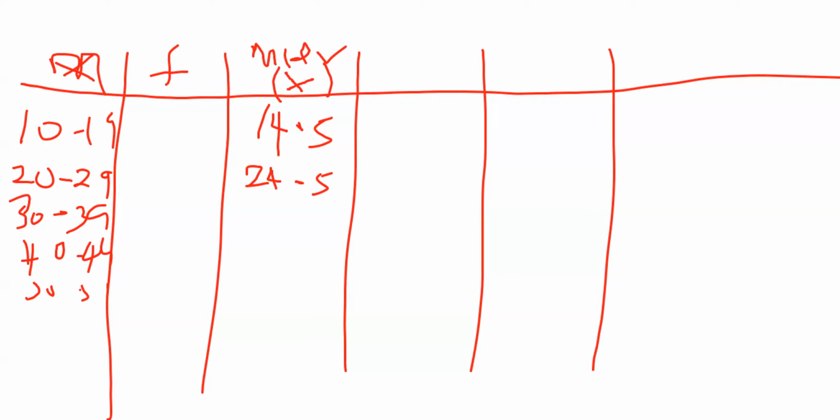Good. Just a quick question. What did you put on top of the column? That on top of the X, what's that? It's not clear. That X is mid-value. Mid-value or midpoint, as the case may be. So mid-value, the first one is 14.5. 20 plus 29 divided by 2 is 24.5. Agree? Yes, sir. The next one is 30 plus 39 divided by 2. That should be 34.5.